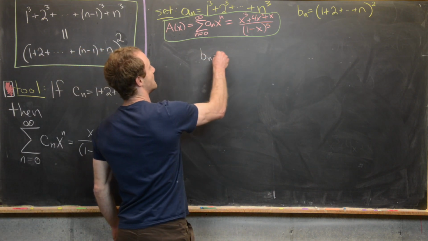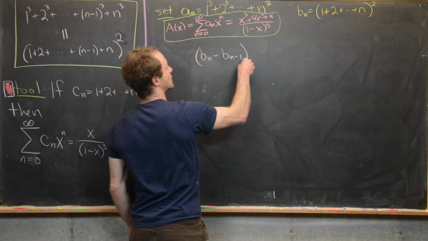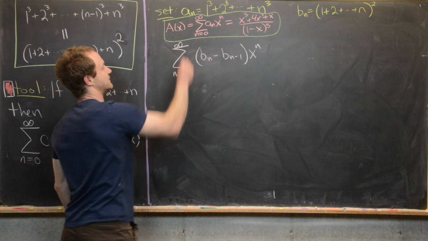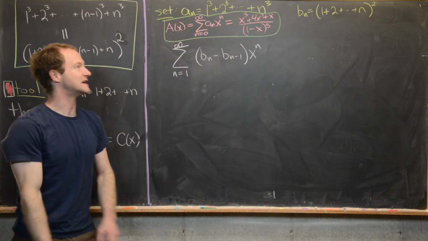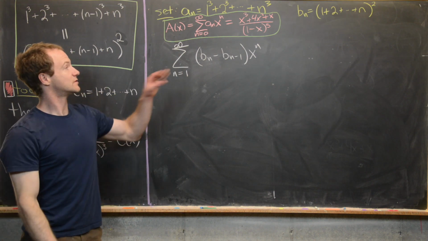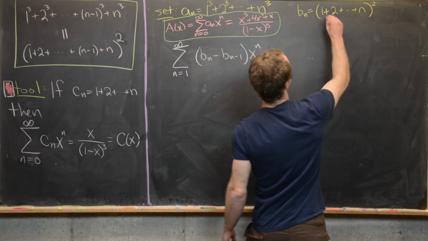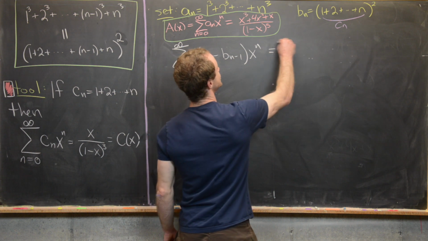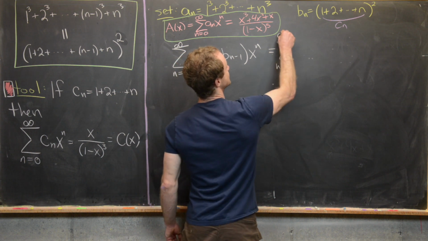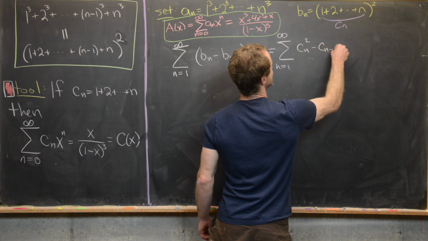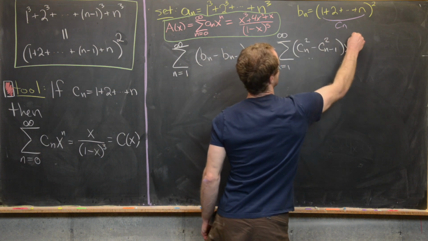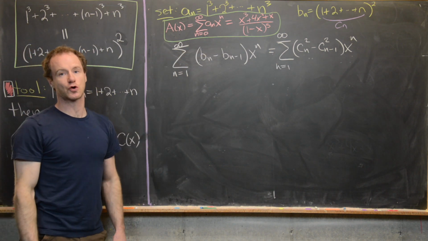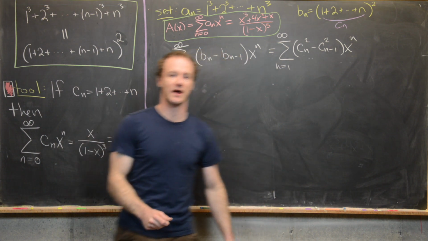So we're going to approach this the same kind of way. We're going to look at b_n - b_(n-1). We're going to multiply this whole thing by x^n, and then we're going to sum as n goes from 1 to infinity, just like we did before, and we're taking b_0 to be equal to 0. So notice what we get here, especially after writing this interior as c_n. We have that this is equal to the sum as n goes from 1 to infinity of (c_n^2 - c_(n-1)^2) x^n. So I've just rewritten my b_n as c_n squared, where again, c_n was this nth triangular number.